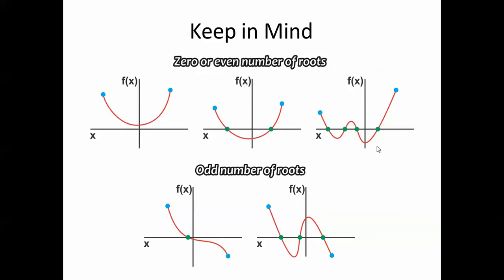You can have two, you can have four. It depends on the shape of the curve, and the opposite for the odd number: when you have two values with different signs, the multiplication is negative. Then you might have 1 or 3 or 5 or 7, whatever the number of roots, and the shape of the function dictates this.